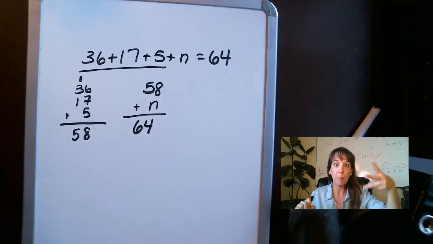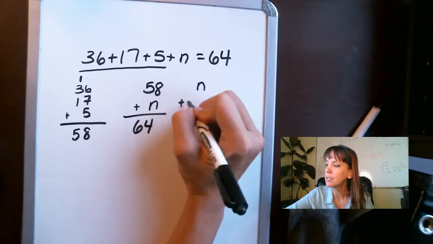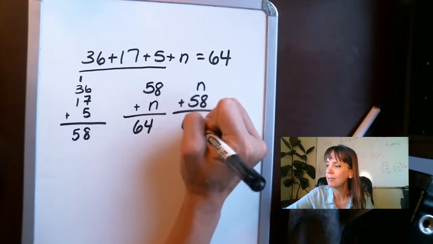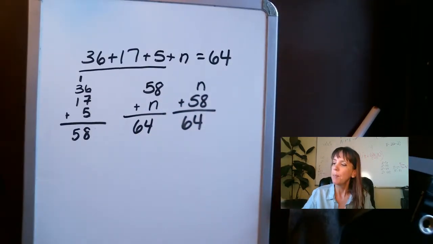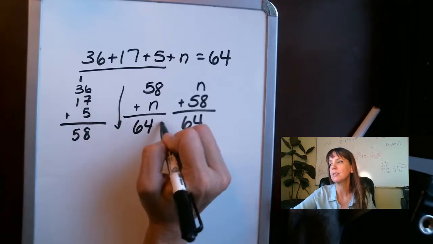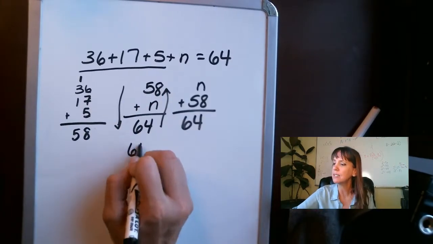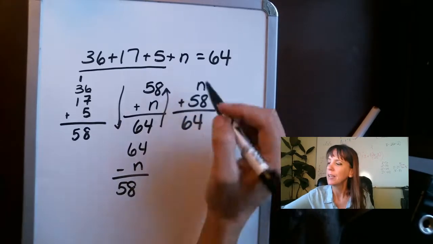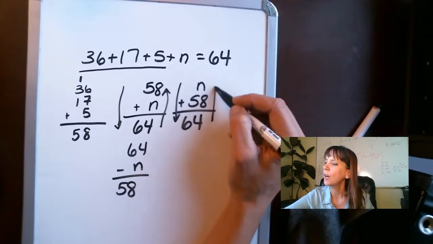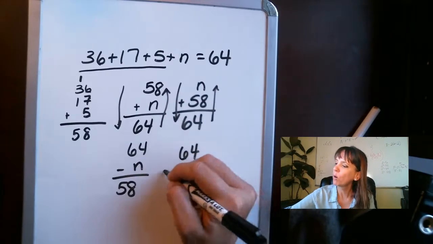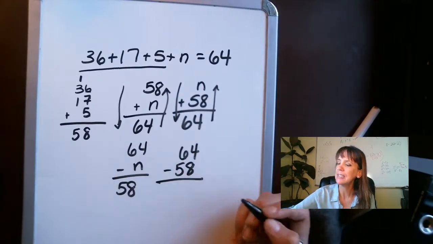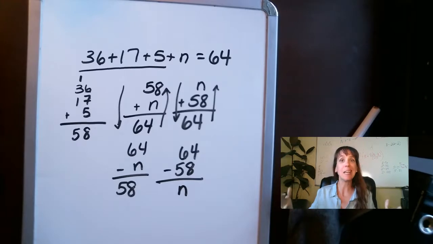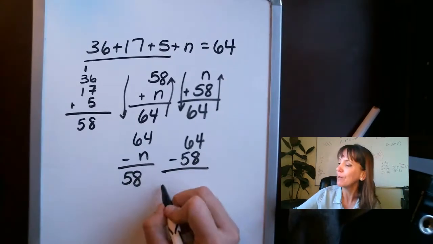Now that commutative property, we can flip these two around. N plus 58 is 64. And that doesn't really help us yet. But if we add in this direction, let's subtract in that direction. We get 64 minus n, 58. That doesn't really help us yet. Add in this direction, subtract in that direction, we get 64 minus 58 is n. Well, that does help us, so I'm going to move that n over.